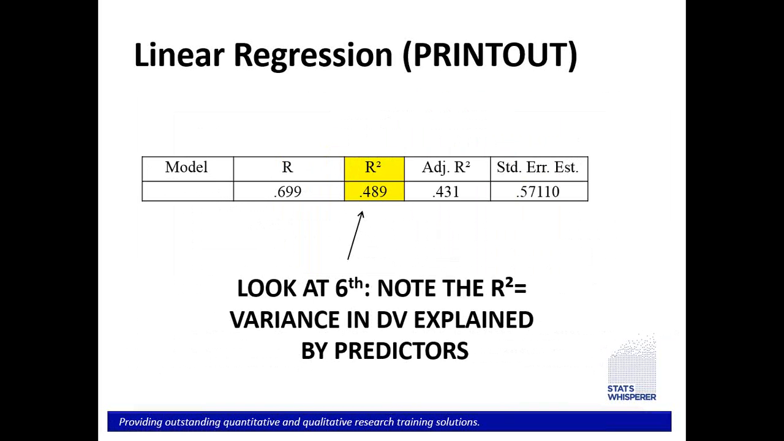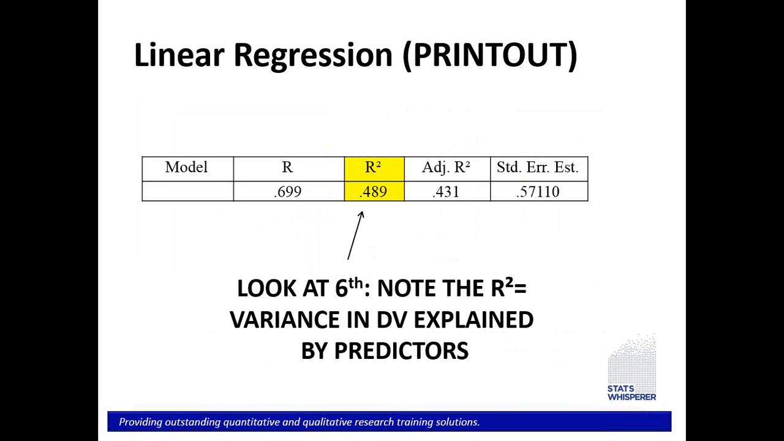So what this is saying is the R squared is 0.489, which is almost 50%. What that indicates is almost 50% of the variance in happiness scores. And if you look at the effect size for the R squared, that's huge, right? Almost 50% of the variance in happiness scores is explained by our 3 predictor variables.